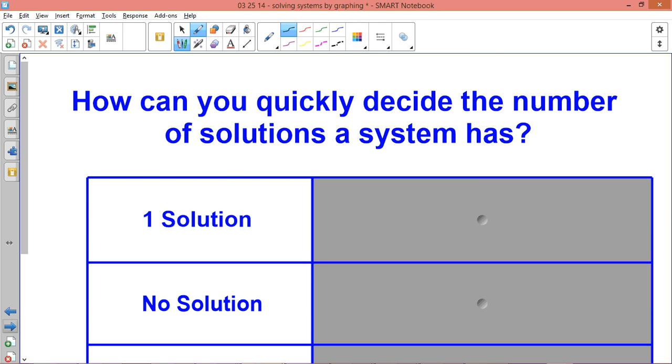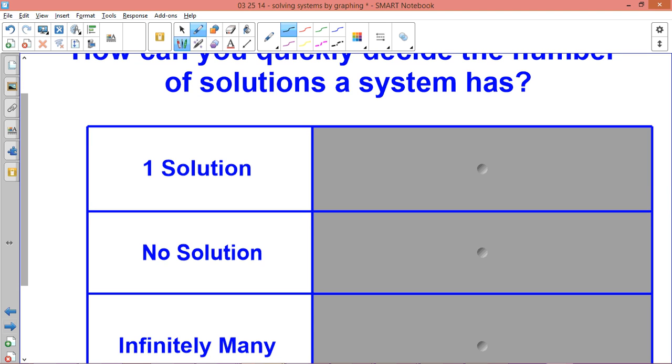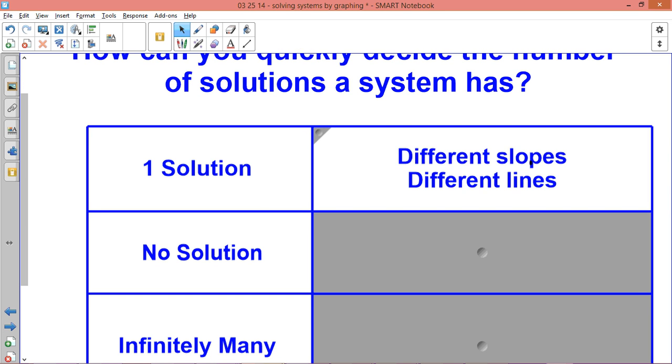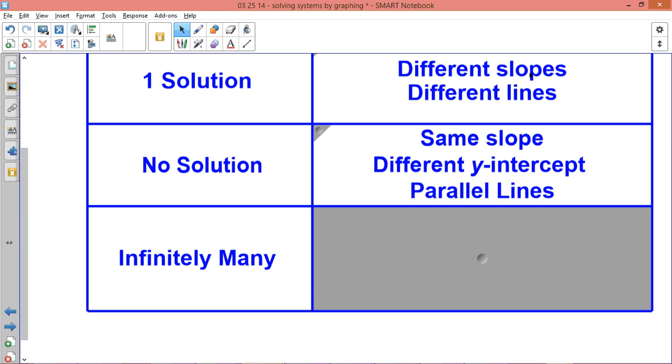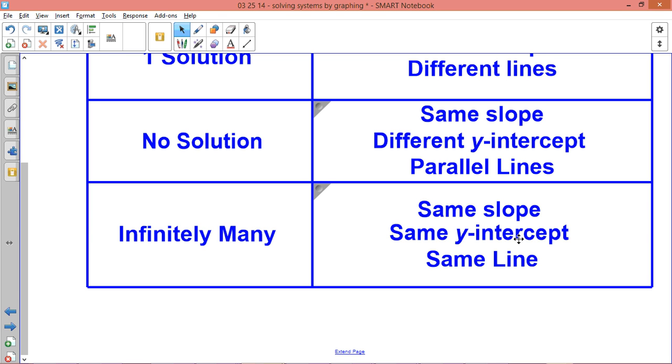Okay, so let's just sum up what we just learned. How can you quickly decide the number of solutions a system has? First of all, one solution happens when you have different slopes, and so those would be different lines. No solution will happen when you have the same slope, but a different y-intercept, which means your lines are parallel. And finally, infinitely many solutions happens when you have the same slope, the same y-intercept, because you have the same line. Okay?